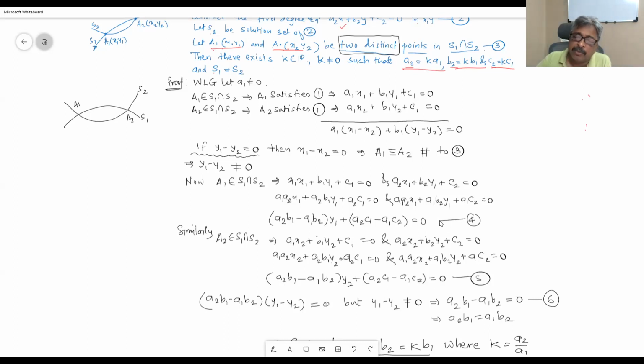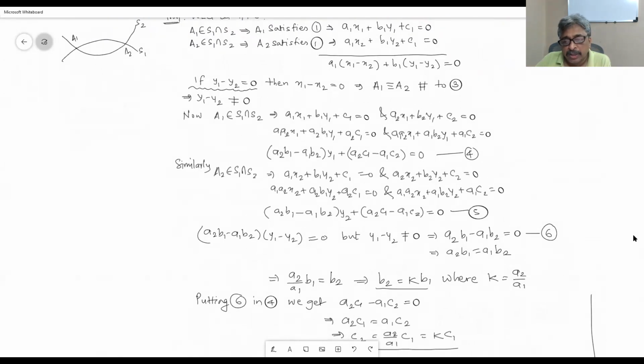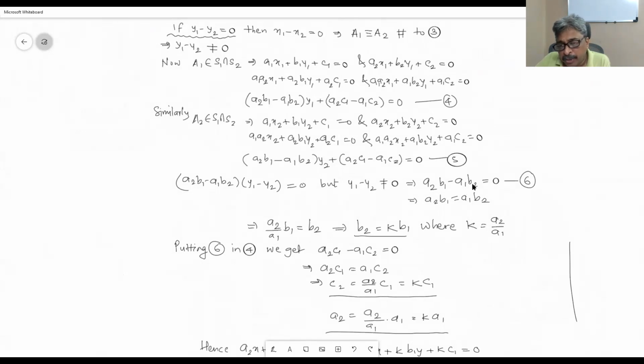Now if we subtract equation 4 and 5, we get (A2B1 minus A1B2) times (y1 minus y2) is equal to 0. But y1 minus y2 is not equal to 0. Therefore, A2B1 minus A1B2 should be equal to 0. Implies A2B1 is equal to A1B2. That means if A1 is not equal to 0, I can always divide and get A2 upon A1 times B1 is equal to B2. That means B2 is equal to k times B1, where k is A2 upon A1.